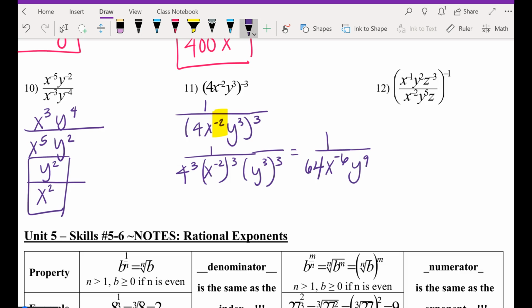Good. Can I box that up? What are we moving? The x. So 1 over 64. I'm going to write x to the 6th on the top and then y to the 9th on the bottom.